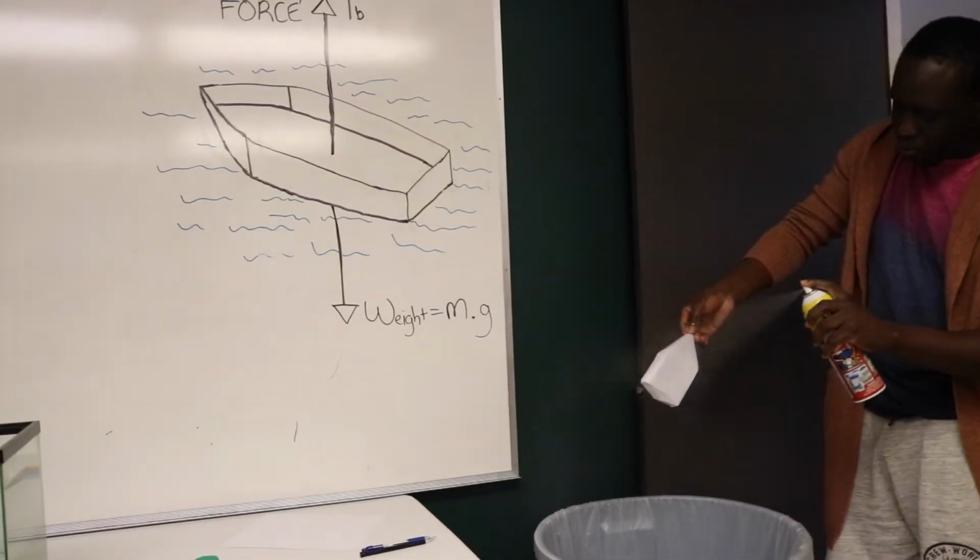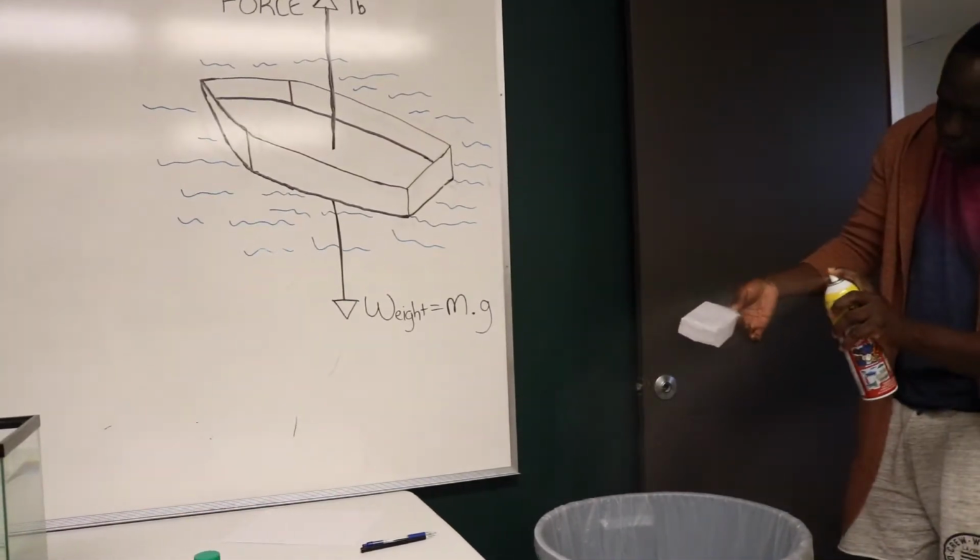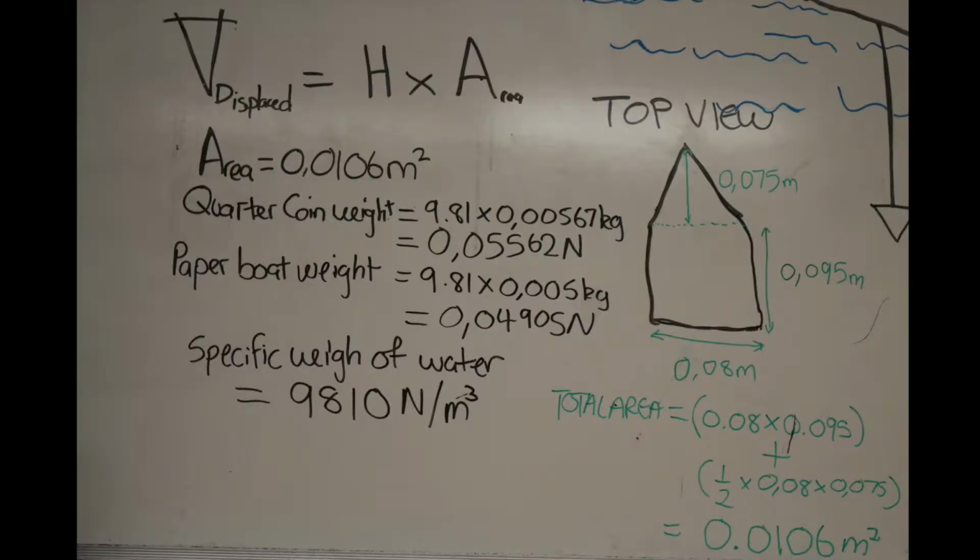When we're done with our paper boat, we are going to use our water resistant spray to protect our boat from sinking, since paper absorbs water. We're going to make sure that we're spraying all sides of the boat perfectly and let it dry. We calculated the area under the boat to be 0.0106 square meters.